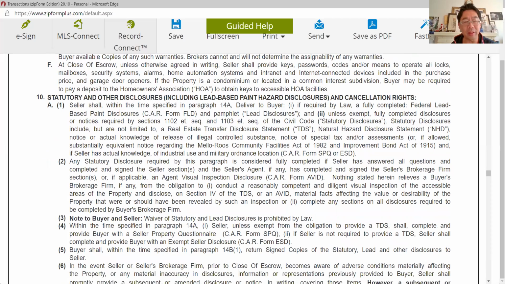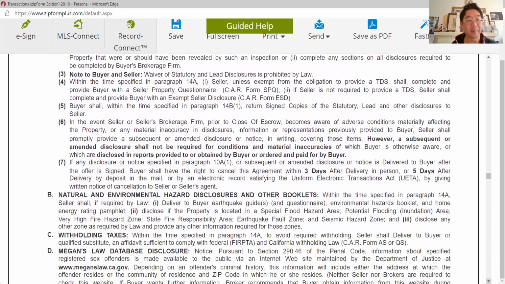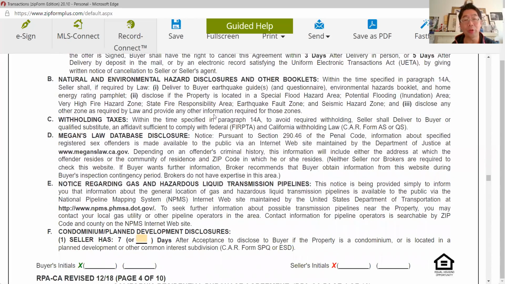Okay, let's move on to this. Statutory and other disclosures include lead paint. This applies to a house that was built before 1978, and your house is after 1978, so you don't have this problem. And natural environment hazard disclosure. This one we already have in our booklet, in our seller disclosure, so we can take a look at that. Oh, withholding tax: on the closing day, they count it on this day. Before this day, while the seller still lives in the house, they pay the tax through the day of closing. After the closing day, from this day forward to the end of the year, you pay the tax. Is it for the property tax? Property tax.